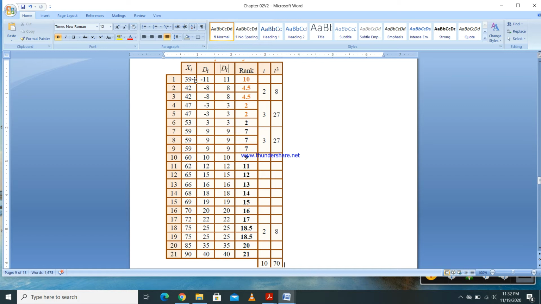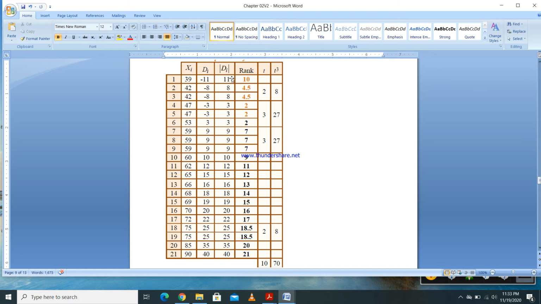So you have to calculate the difference between each observation and the median value. That is 39 minus 50, that is minus 11. 42 minus 50, that is minus 8. 42 minus 50, that is minus 8. Likewise, di are the differences between the observation and the median value. Then you have to calculate the absolute difference between the observation and the median value. So here you have minus 11, that would be plus 11.